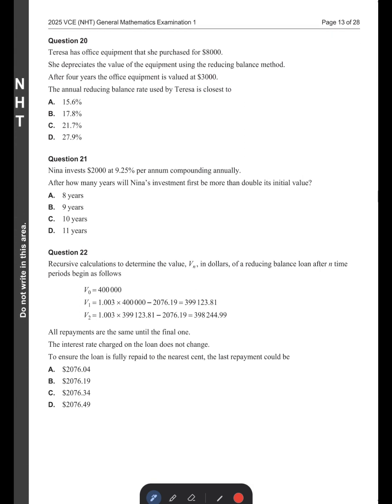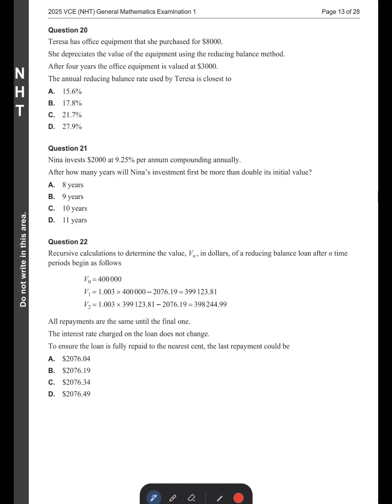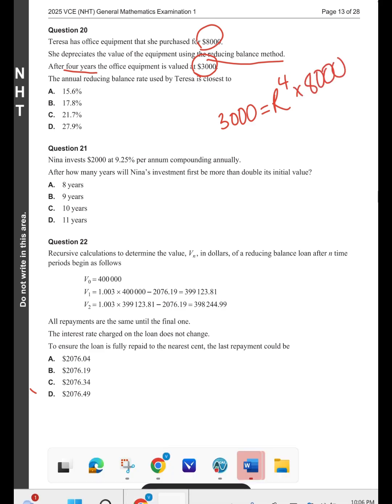Okay, question 20. Teresa has office equipment that she purchased for $8,000. It depreciates using reducing balance method. After 4 years, the office equipment is valued at $3,000. The annual reducing balance rate for Teresa is closest to. All right, now we know that it's going to get to 3,000, which is R to the power of 4 times 8,000. Okay, and I'm just going to put that into the CAS.